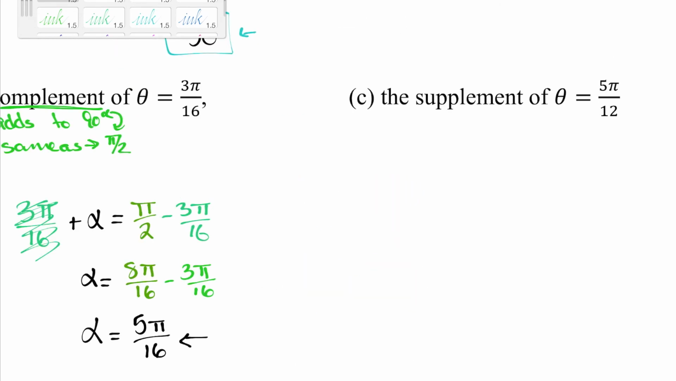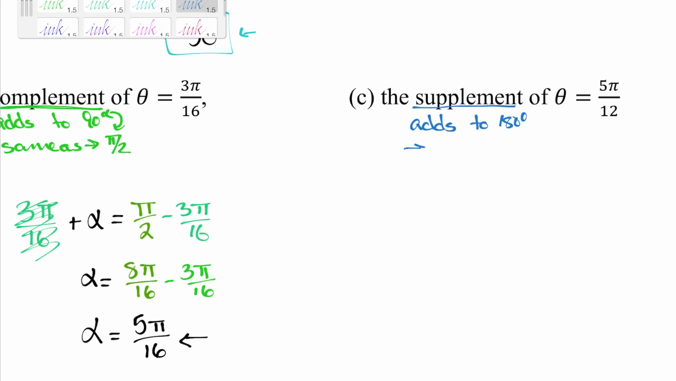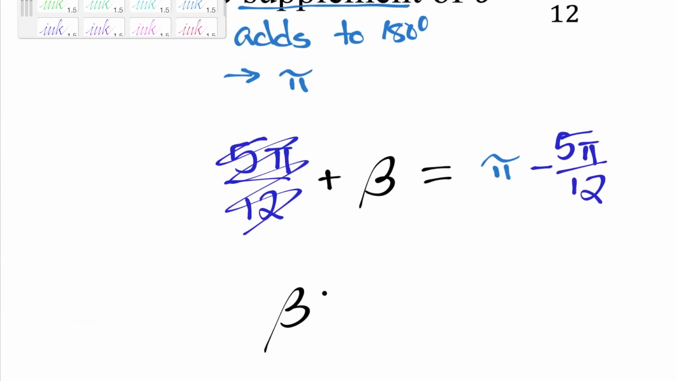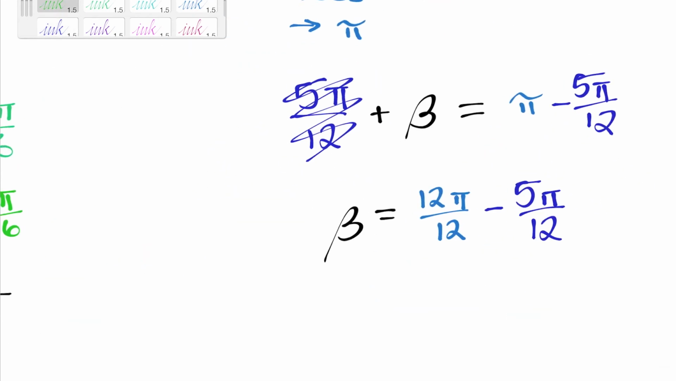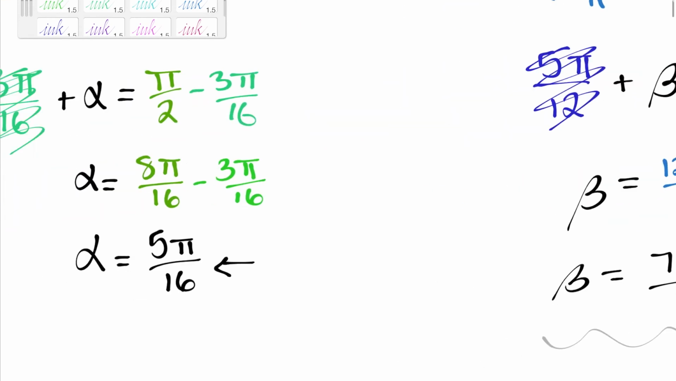Next we are looking at the supplement. Remember that adds to 180 degrees, which is the same as just pi. So I'm taking my 5 pi over 12 and adding it to whatever my supplement is in order to get pi, which means I can subtract my 5 pi over 12 from pi, and I end up with 7 pi over 12.